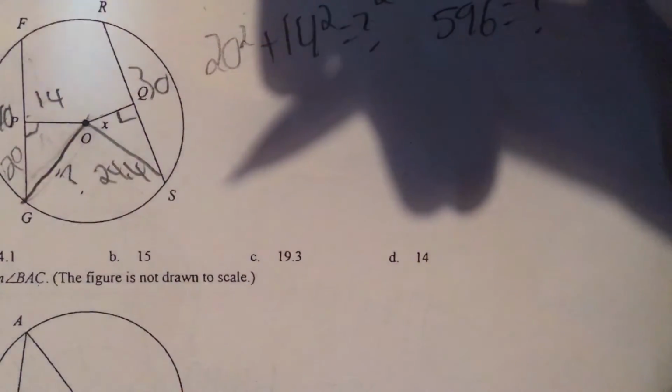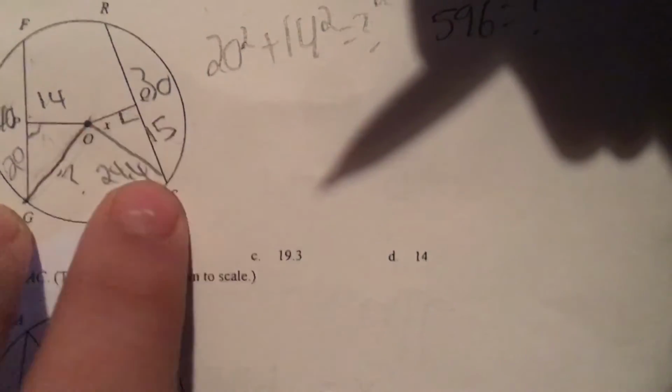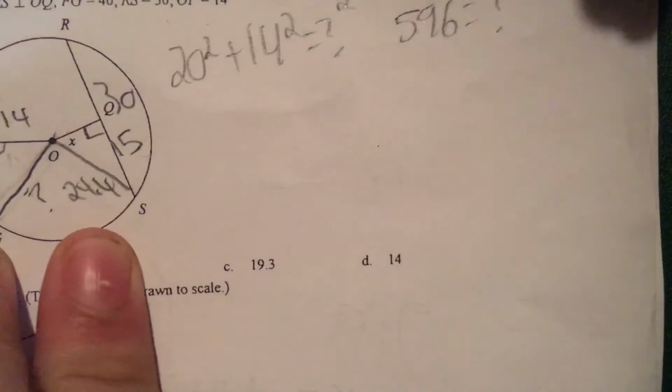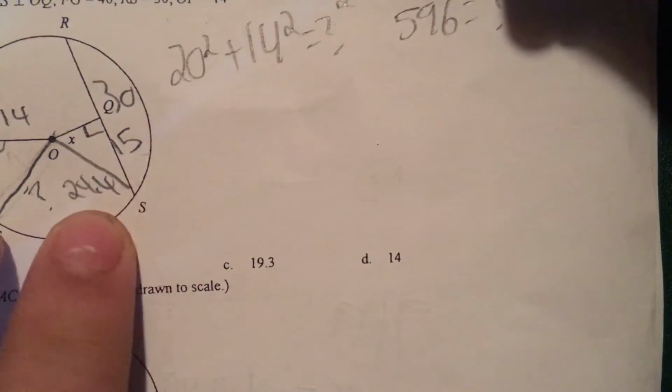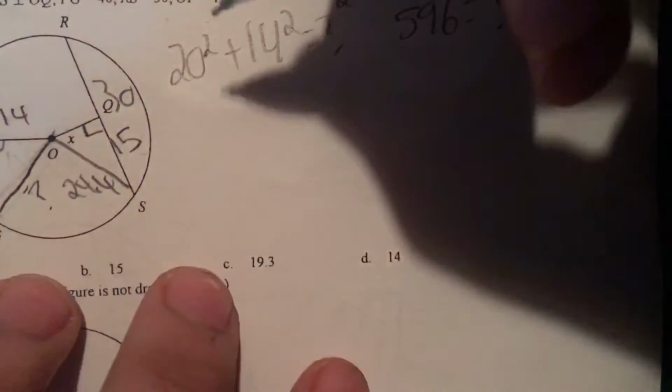That means that's 90 degrees since these two are perpendicular. Half of 30, that means this side is just 15. I was thinking I actually don't need to save it because I already know what that squared is. I'll show you what I mean in a second.